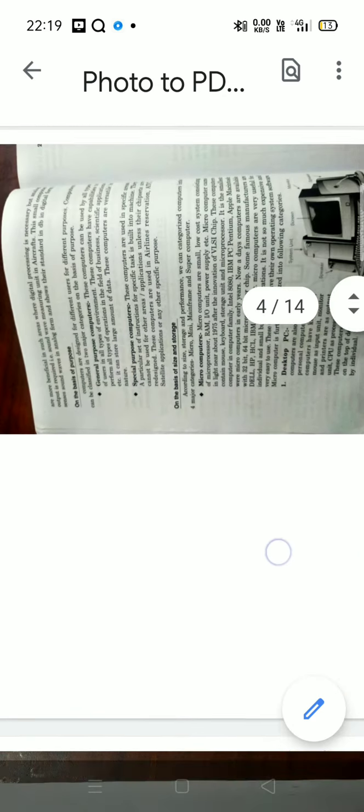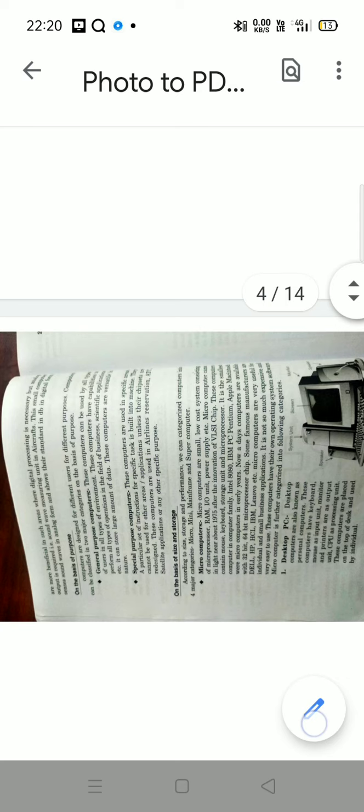Next, on the basis of purpose. Computers can also be classified in two categories on the basis of purpose. These are general purpose computers and special purpose computers.